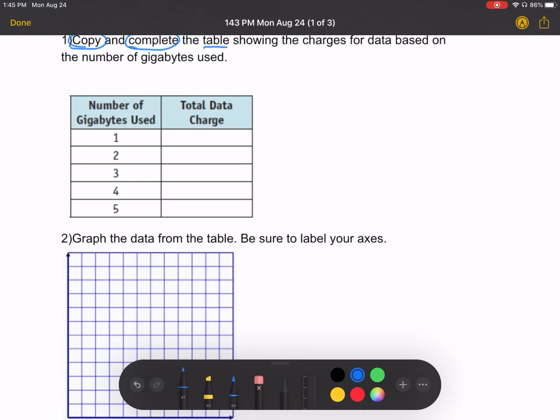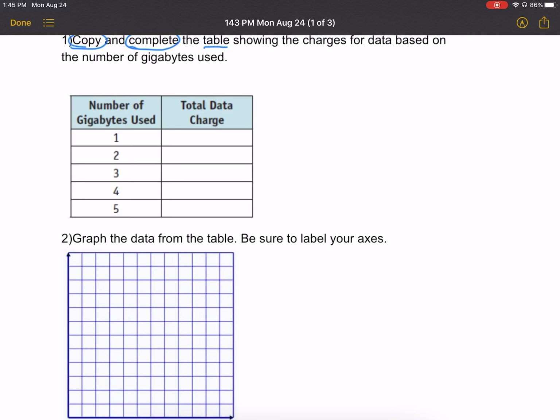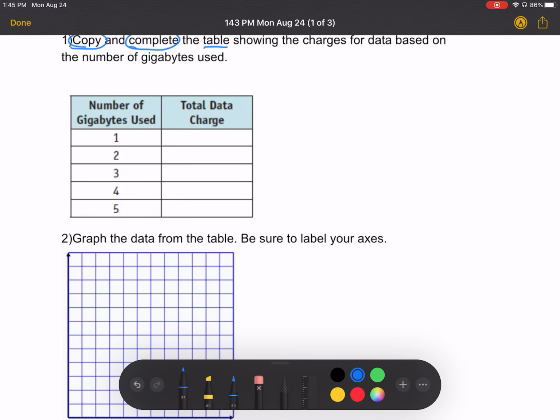So we have our table here, and we are doing $20 for every gigabyte. So the first gigabyte is going to cost $20. 2 gigabytes is $40. 3 is going to be 60, and so on. Then they want you to graph that data from the table.